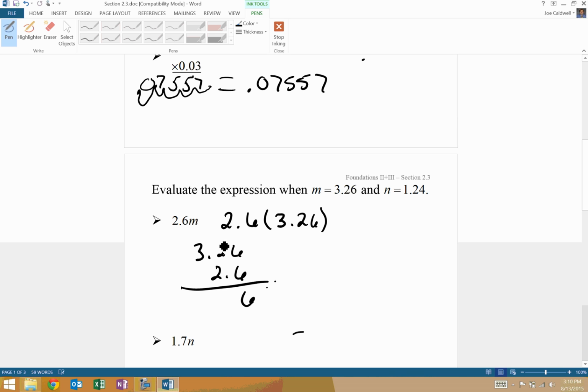6 times 6 is 36. 6 times 2, 12. 15. 6 times 3, 18, plus 1 is 19. Sorry for the sloppiness here. Clean that up for you. Good. Add a 0 when I drop down a row every time.